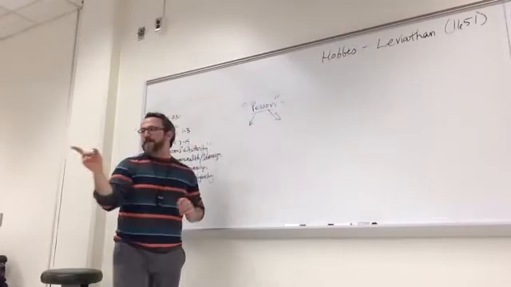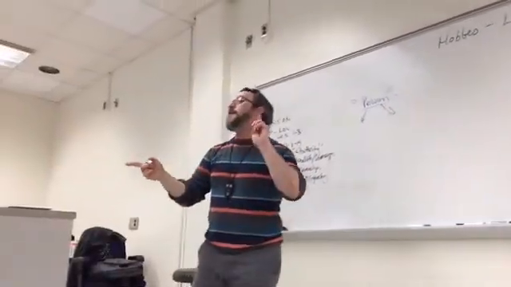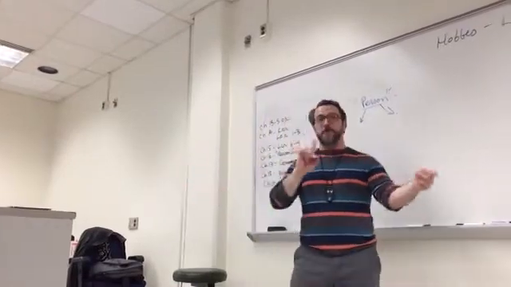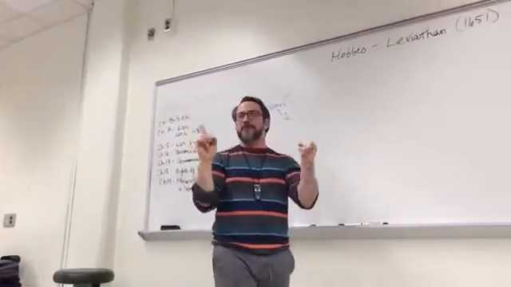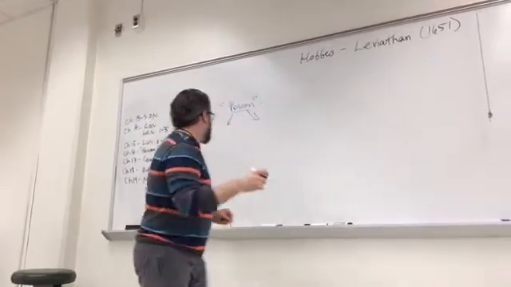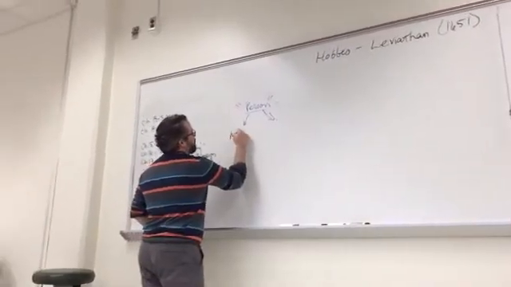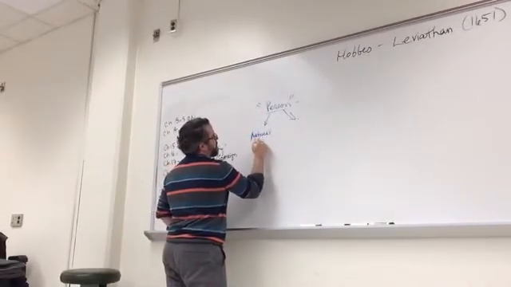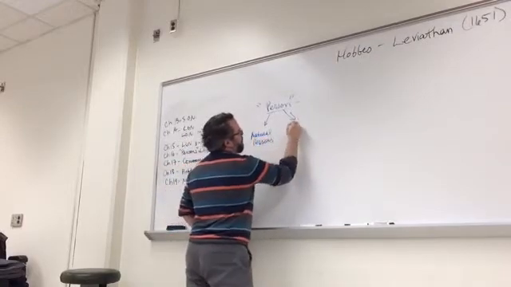Not citizens and the sovereign, actually. Those aren't the two kinds of persons, although citizens and the sovereign are two different kinds of persons. What are the two different kinds of persons? Artificial and natural, yeah. So we have natural persons and artificial persons.